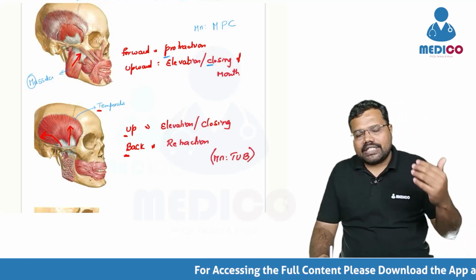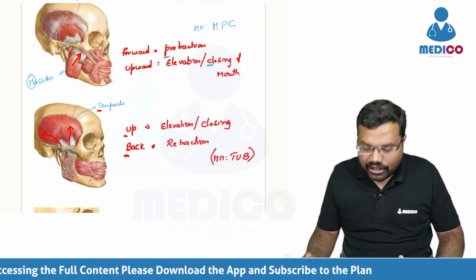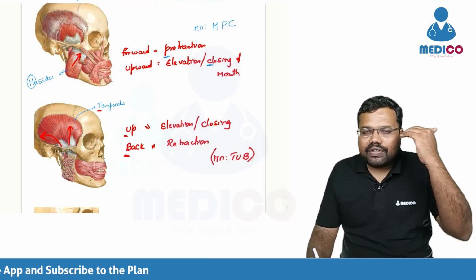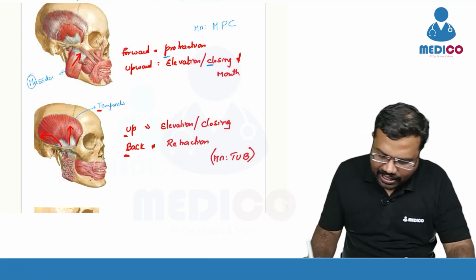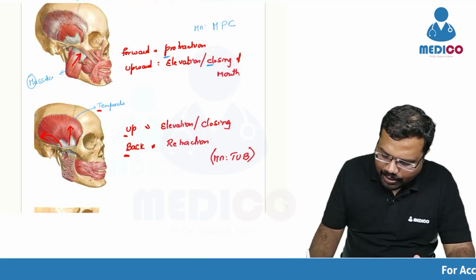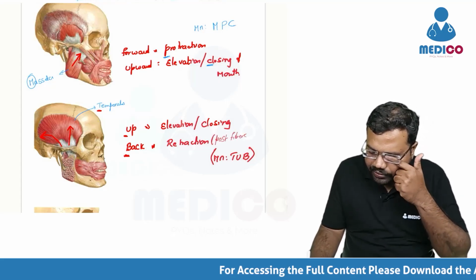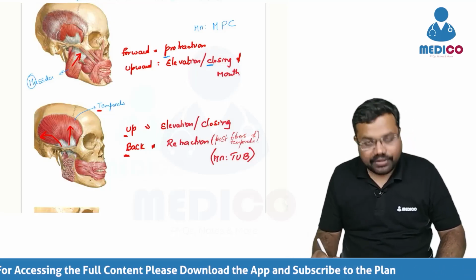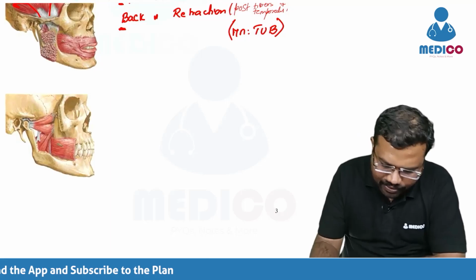The first mnemonic, for the masseter, is MPC, and the mnemonic for temporalis muscle functions is upward and backward. Upward is elevation of the mandible, also called closing of mouth, and backward is retraction. This retraction is done particularly by the posterior fibers of temporalis.